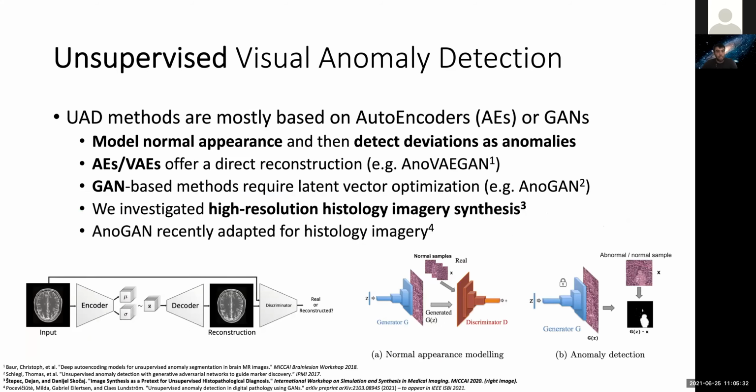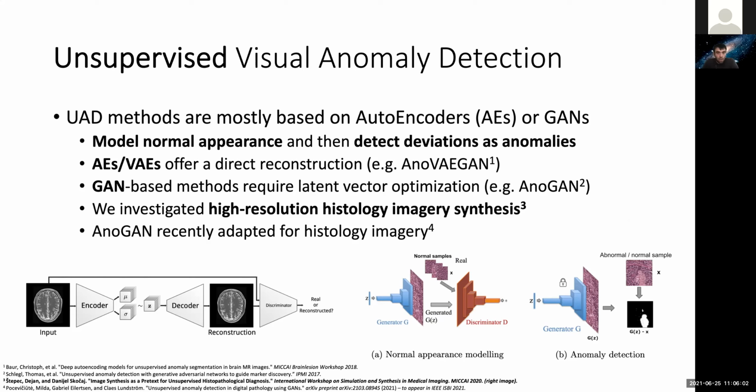In an unsupervised case, we only have access to normal, in this case healthy, samples, which are used to model the normal appearance. Anomalies are then detected as deviations from that learned normal visual appearance. This is usually implemented with autoencoders or GANs. For example, in autoencoders, presented on the left-hand side, we have a direct reconstruction. Basically we autoencode healthy samples, and then anomalous samples cannot be well reconstructed, and thus we are able to detect anomalies from the differences.